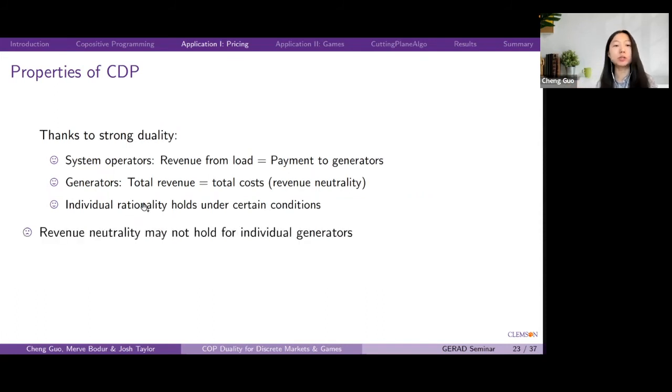But there are also some drawbacks of this pricing scheme. One is that the revenue neutrality may not hold for individual generators. It just holds at the aggregated level, the total revenue and total costs. And also, the prices contain some generator-dependent fees. And in real life, we don't want our electricity price to depend on which generator it comes from. We just want to pay a uniform electricity price for different types of generators.